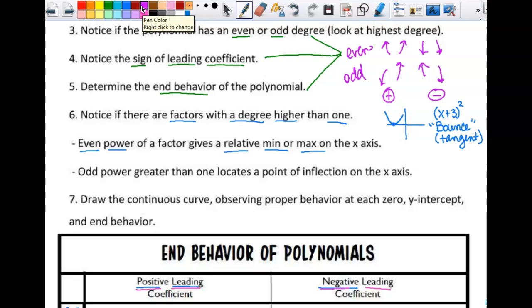Then if I have an odd power greater than 1, because 1 is an odd number, so it would have to be like x minus 2 cubed, maybe. Then it has a point of inflection on the x-axis, which would look something like this, right? Which when we graph, yes, it's officially called a point of inflection, but we're also going to call this our wiggle, because that's kind of what we are doing when you're actually sketching it. It's going to bounce or it's going to wiggle. And then we draw a continuous curve.